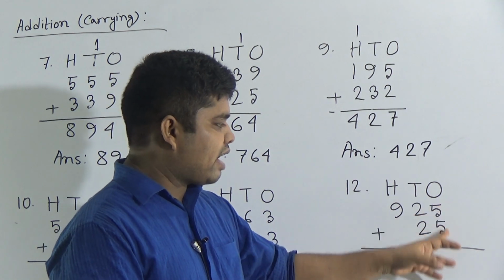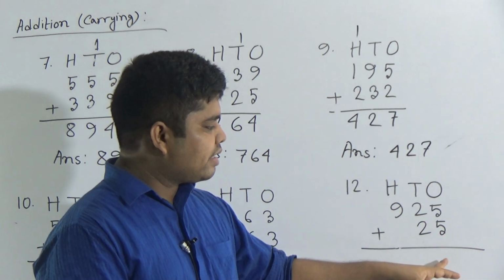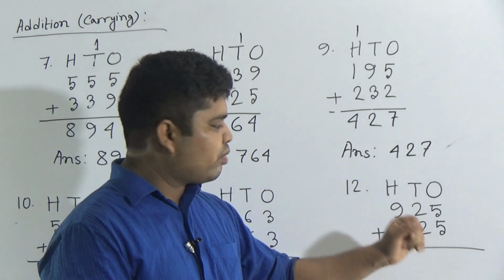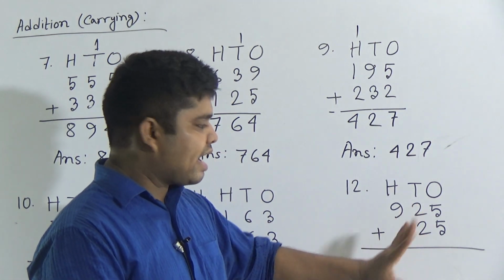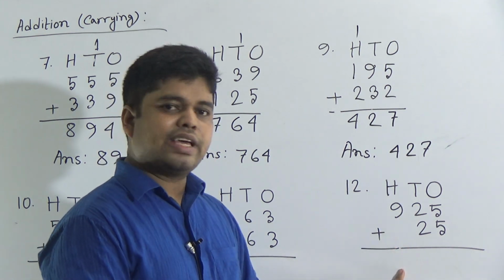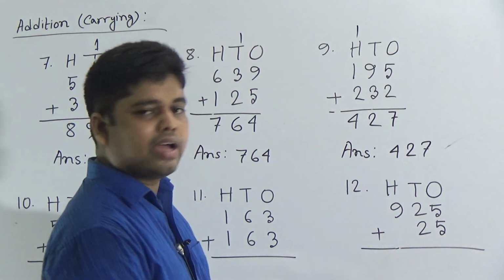At first you add 5 with 5, then you get 10. Tens from 10, 0 is placed here and 1 is added with this 1. 2, 2, 4 and 1, 5. And there is no carrying. So 9 is placed here. I hope you have understood.